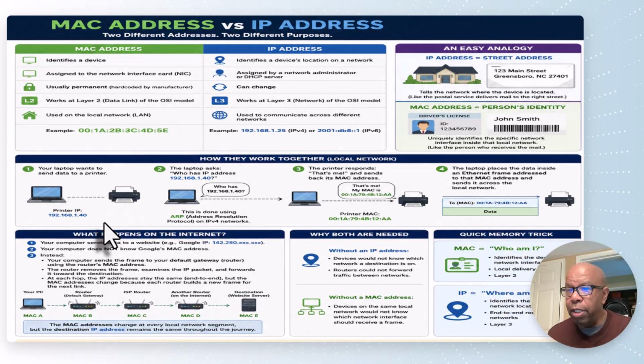Again, two different addresses. The MAC address identifies a device assigned to a network interface card, usually permanent, hard-coded by the manufacturer. The classic example, think of your cell phone. Your cell phone has a MAC address. If you go out and buy a new cell phone, the MAC address changes. The IP address for that phone, depending on how it's added to the network, is going to be the same. So I could have the same IP address with different MAC addresses, based on the physical device that MAC address is assigned to. So that's what's being explained here as far as the MAC address versus the IP address.